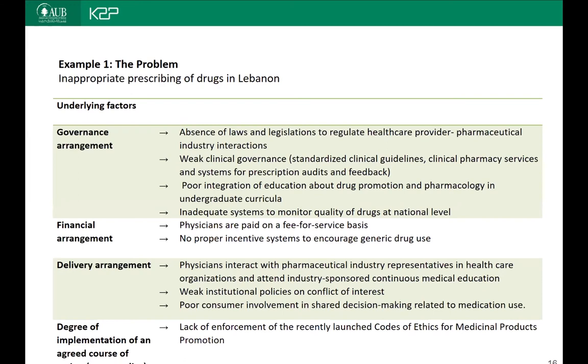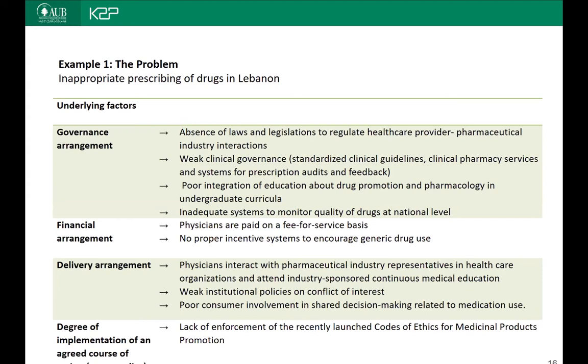And this is an example on inappropriate prescribing of drugs in Lebanon. So we had high prevalence of inappropriate prescribing in Lebanon. When we analyzed the underlying causes, we found that at the governance arrangement level, there was absence of laws and legislations to regulate healthcare provider pharma industry interaction.